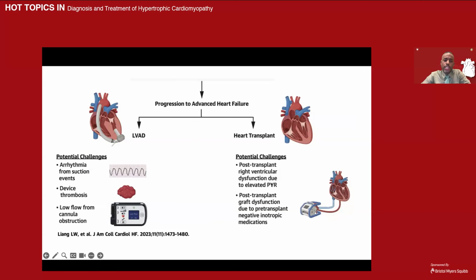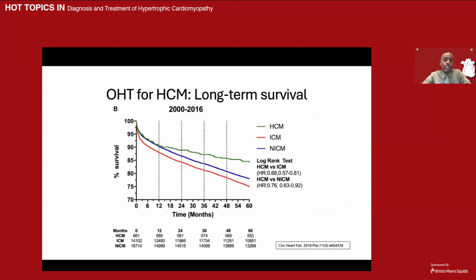There are potential complications in both cases, particularly because the ventricle is thick and small, but there are ways to get around that at centers of excellence. And when they get transplanted, hypertrophic cardiomyopathy patients do extremely well, primarily because they're younger and have less comorbidities. They do better than the ischemic cardiomyopathies and the non-ischemic cardiomyopathies after transplant.